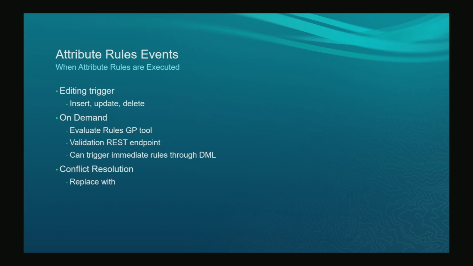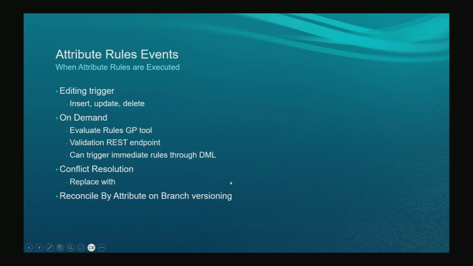Conflict resolution, that's another place where attribute rules run, especially when you reconcile your branch and then you say, okay, I want to replace this edit with the common ancestor or the default or the child version. That in itself is an edit, right? And that will trigger attribute rules, right? So it might not be obvious that it's an edit, but it's actually an edit.